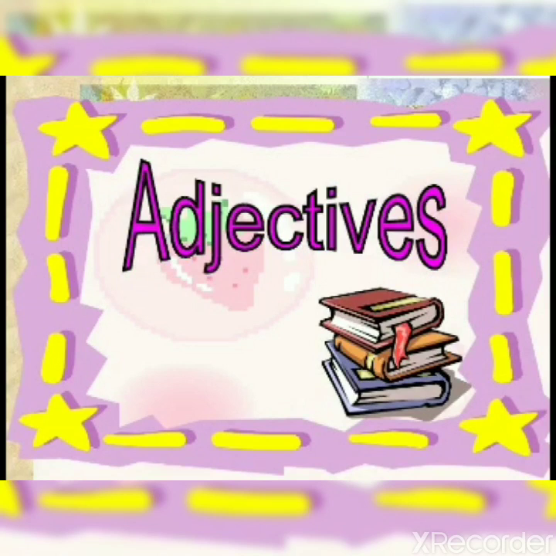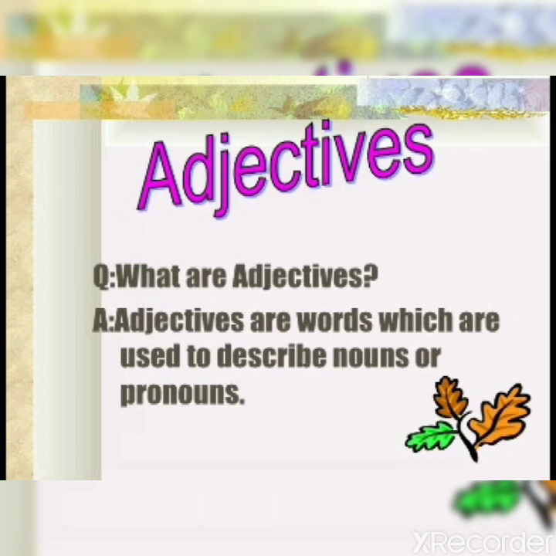Children, before reading adjectives, you need to understand first what are adjectives. So what are adjectives? Adjectives are words which are used to describe nouns or pronouns. Any word that we will use in a sentence to describe the noun or the pronoun involved in a sentence will be called an adjective.